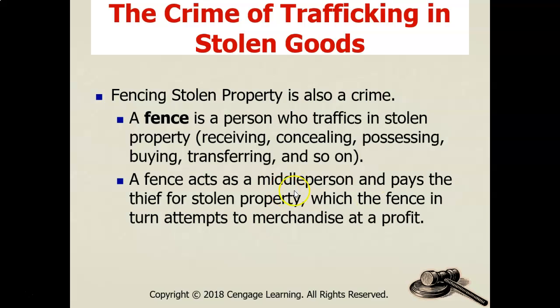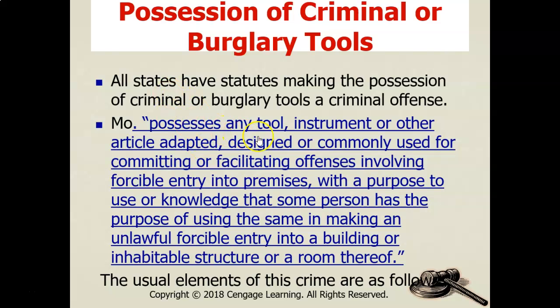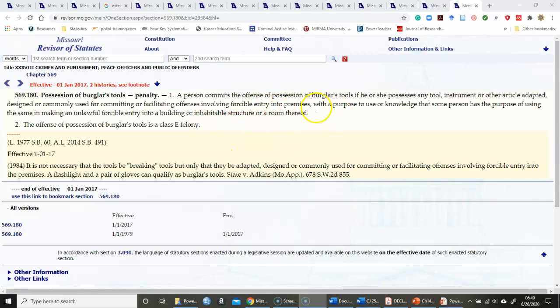So a fence acts as a middle person, pays the thief for stolen property, usually going to be a lot lower than what the property is actually worth, and then they turn around and sell it or trade it to someone else. So, possession of burglary tools, interesting statute, in that by the statute, a person possesses any tool, instrument, or other article adapted, designed, or commonly used for committing or facilitating offenses involving forcible entry into a premises, with a purpose to use or knowledge that the same person has the purpose of using the same in making unlawful forcible entry into a building. So when we start looking at this statute, almost any tool that you can think of could be a burglar's tool.